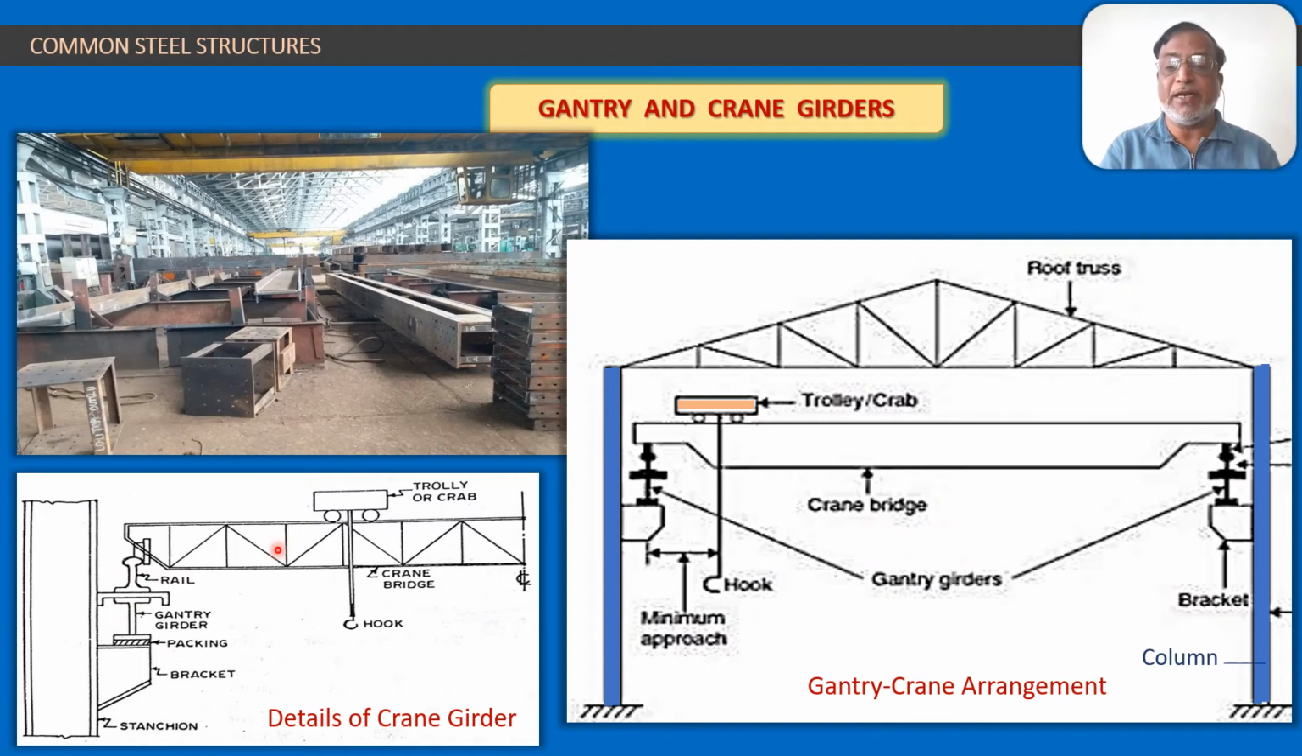Same is the geometry at the other end. So a crane girder is supported at both its ends by 2 gantry girders. You can see the label gantry girders here. The geometry of a gantry girder is seen clearly in this zoomed section. How can you see the geometry of the gantry girder? You can see a packing here. On the bracket there is a packing. Above the packing is resting the gantry girder.